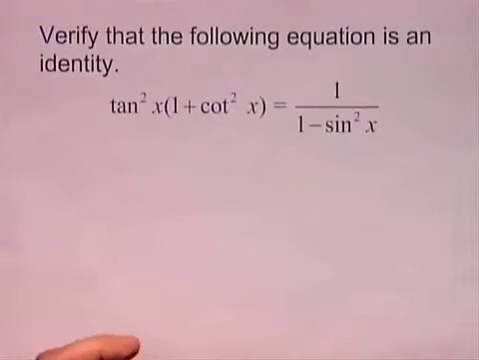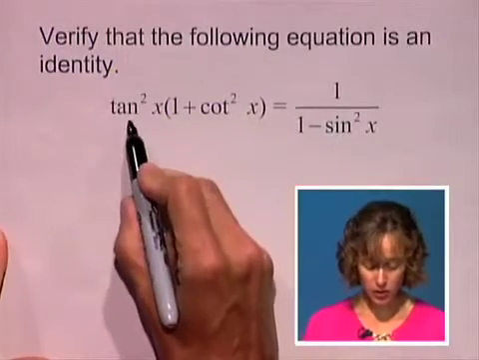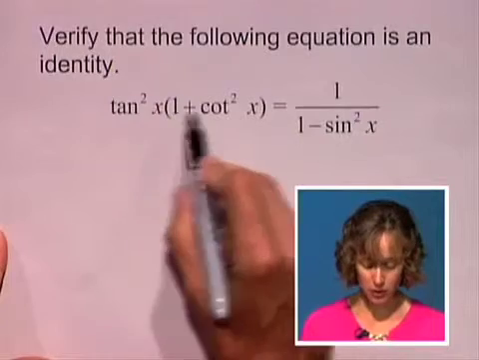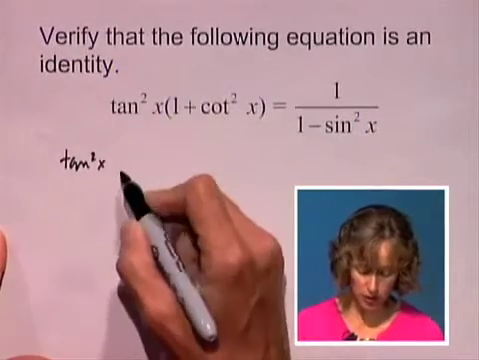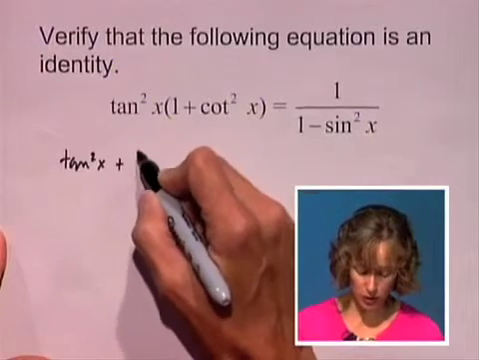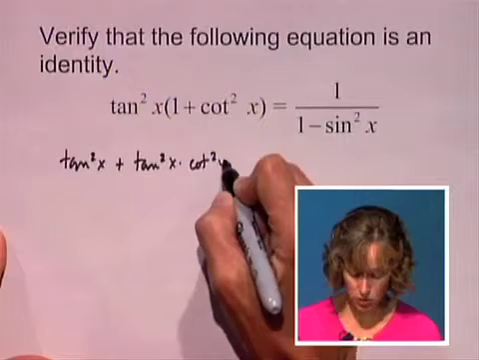Let's verify an identity. We want to verify tangent squared times 1 plus cotangent squared equals 1 over 1 minus sine squared. I'm going to work on the left-hand side, and as a first step, distribute tangent squared to end up with tangent squared times 1, which is tangent squared, plus tangent squared times cotangent squared.